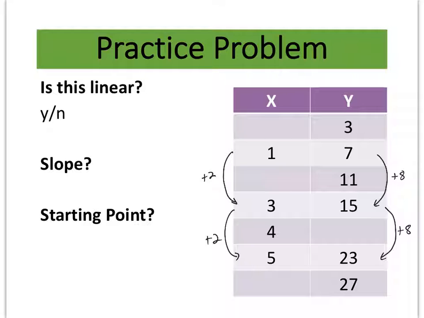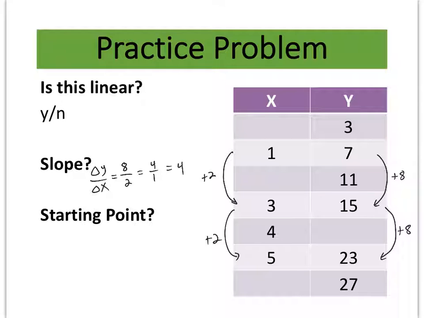So first off, what is the slope? The slope is the change in y over change in x, which is... the change in y is 8. The change in x is 2. This is a fraction that could be reduced to 4 over 1 or just 4. 4 over 1 means the change in y is 4 when the change in x is 1.